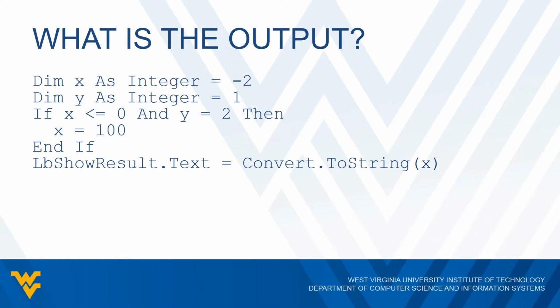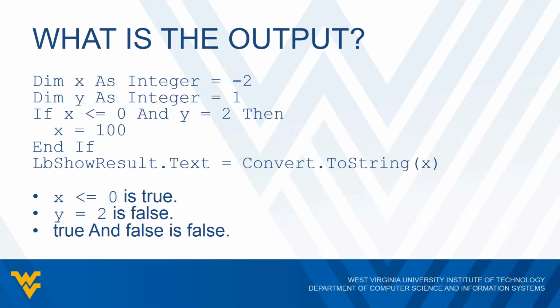So let's check both conditions. Since x is -2, x less than or equal to 0 is going to be true because -2 is less than or equal to 0. And since we're dealing with an and, we need to check the other condition to make sure that both are true in order for the whole thing to be true. And we see that y equals 2 is going to be false because y is 1, it's not 2.